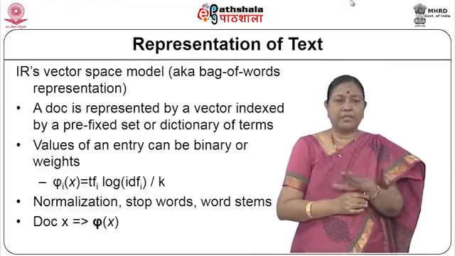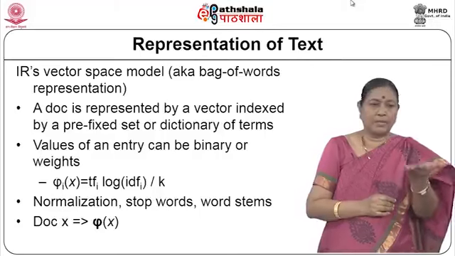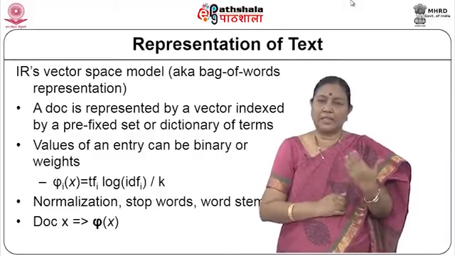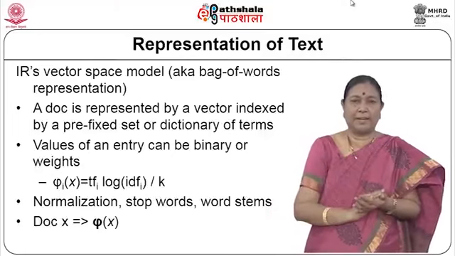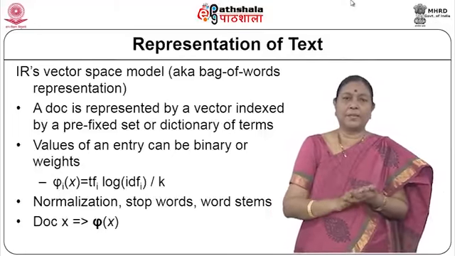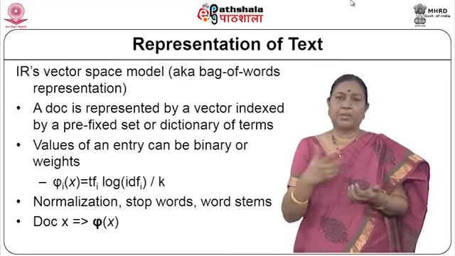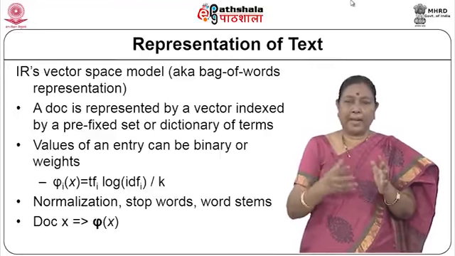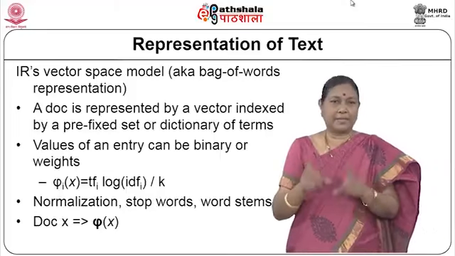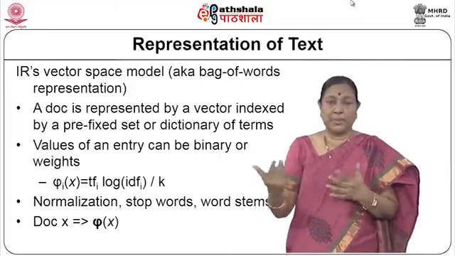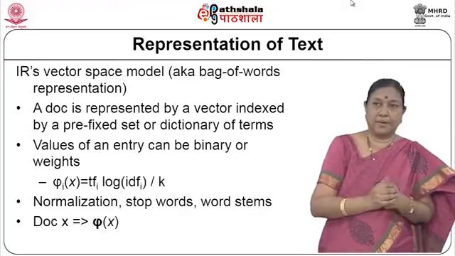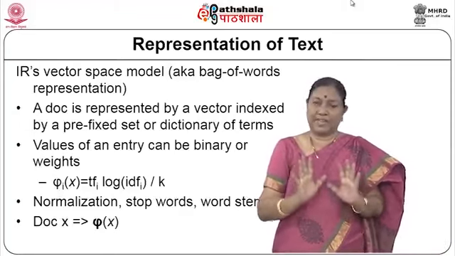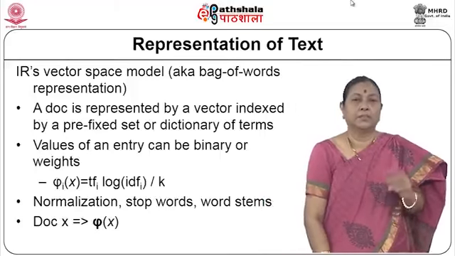So, the values of the entry can be binary or weights. That is what we say: TF-IDF, log of IDF divided by k. And normalization, stop words and word stems also have to be handled. You remove the stop words, and sometimes stems are used. For example, play, played, playing, everything can be represented as play. Otherwise, treating them as unique words does not make sense in this particular example of IR. And so, the document is finally represented as psi of x, which is a vector.